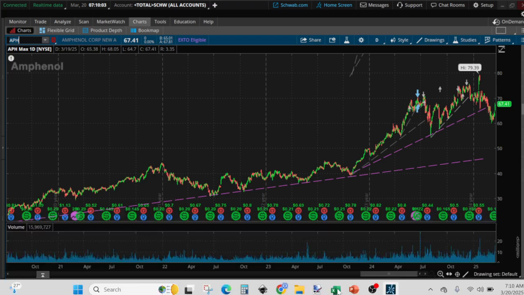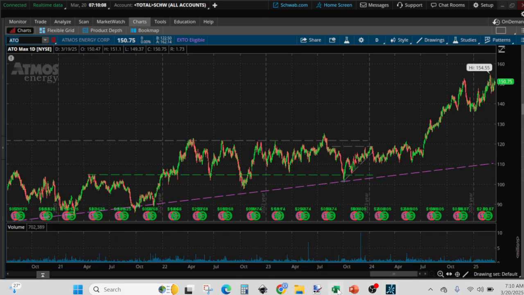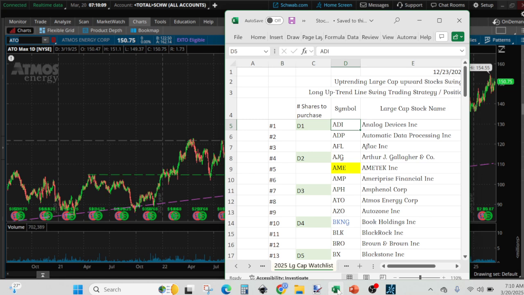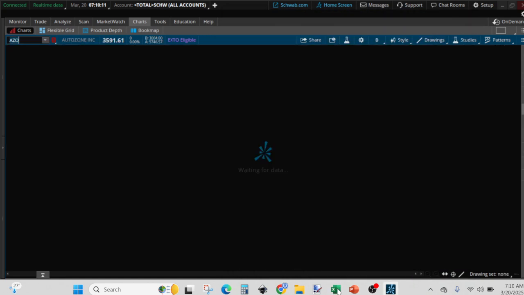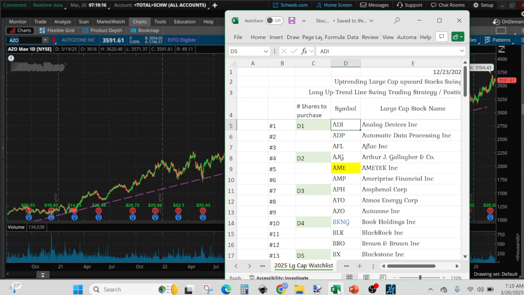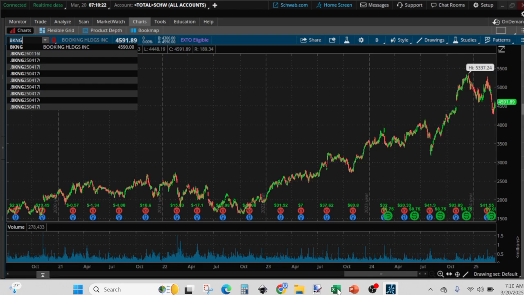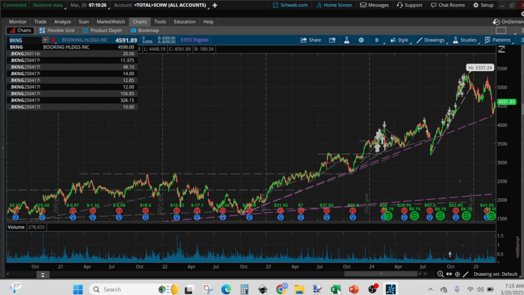The next one is ATO. So ATO is far from the trend line. The next one is AZO. AZO is far from the trend line. The price went down yesterday. BKNG. So I'm just analyzing the chart, comparing it to where I want to buy.